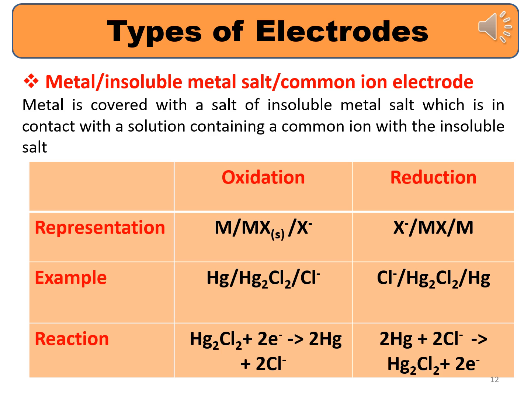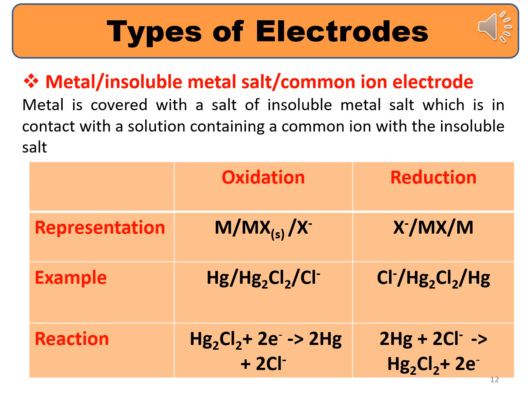Another example is the silver chloride electrode, where silver is in contact with the precipitate of AgCl, which is in contact with KCl solution. The general representation for this type of electrode is, for oxidation, M/Mx/X minus, where M is a metal, Mx is an insoluble metal salt, and X minus is a common ion. For reduction, the representation is X minus/Mx/M.